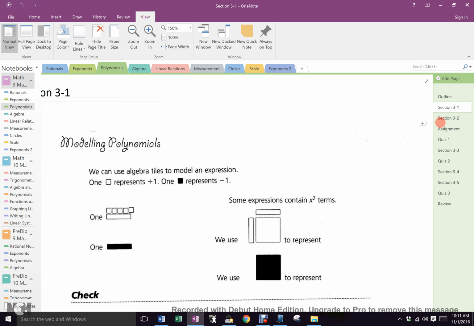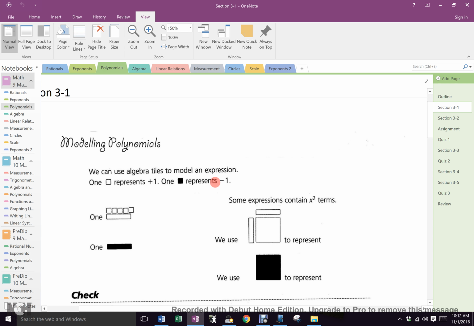You're used to seeing them and having them called base 10 tiles to show you decimals. That is not what this is, okay? So put that out of your head, all right? This is what we are talking about right now. One little square that is not shaded in equals positive 1. One little square that is shaded in equals negative 1.